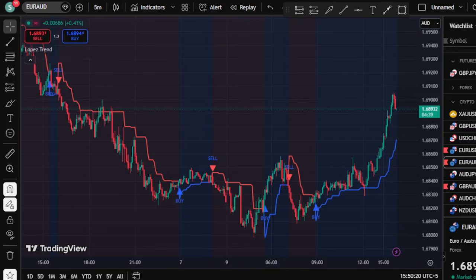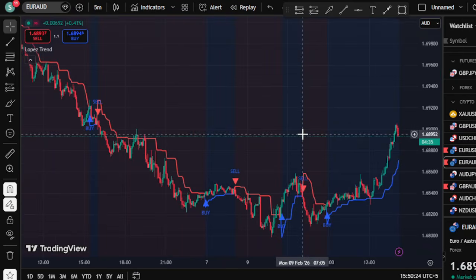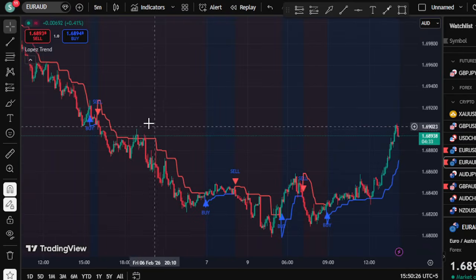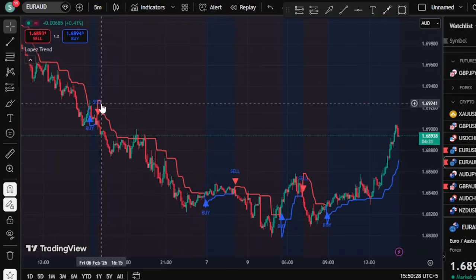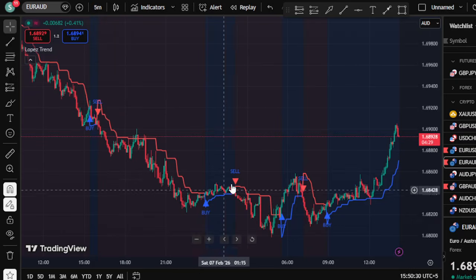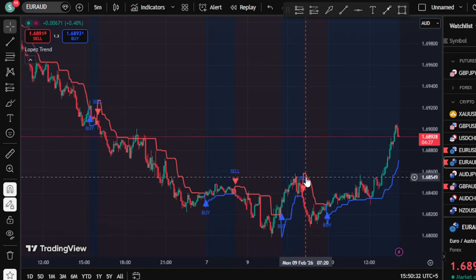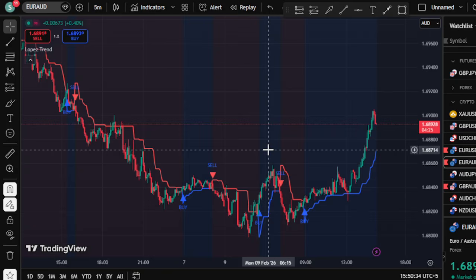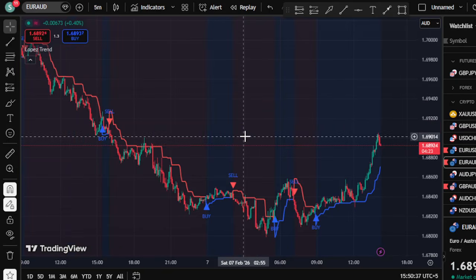In this video, I'm going to show you one hidden TradingView indicator. If you use it in a perfect way, then you can catch very good scalping signals. Like you can see, it was a sell signal, buy and sell. And the good thing is that this indicator is completely free to use on TradingView.